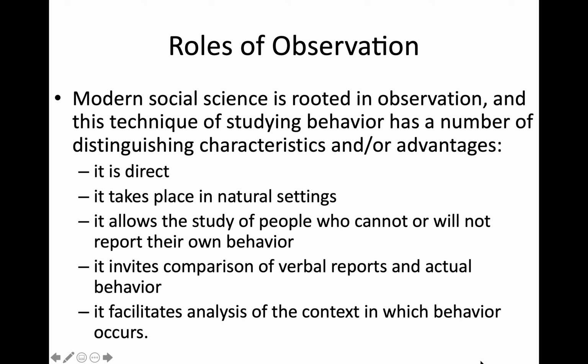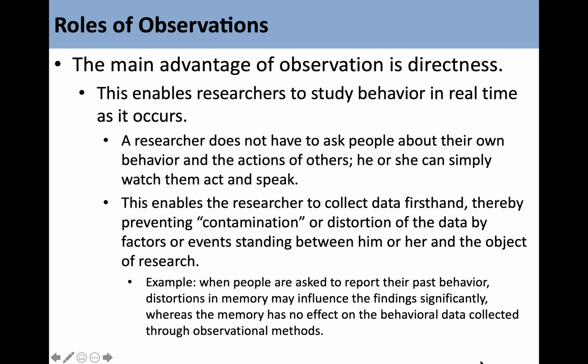Modern social science is rooted in observation, and this technique of studying behavior has a number of distinguishing characteristics and advantages. For one thing, it is direct. It takes place in natural settings. It allows the study of people who cannot or will not report their own behavior. It invites comparison of verbal reports and actual behavior. It facilitates analysis of the context in which behavior occurs.